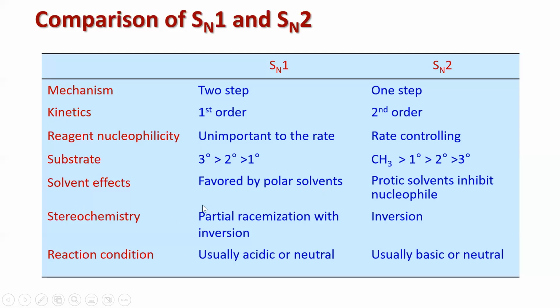And for solvent effects, the SN1 reaction is favored by polar solvents, and protic solvents inhibit the nucleophile in SN2. And stereochemistry, here it is partial racemization with inversion, both take place, and here it is inversion only. And the reaction conditions, SN1 is usually acidic or neutral, and SN2 is usually basic or neutral, right? So when you go through the book in detail, read the things in detail, you will find all these things and understand properly.